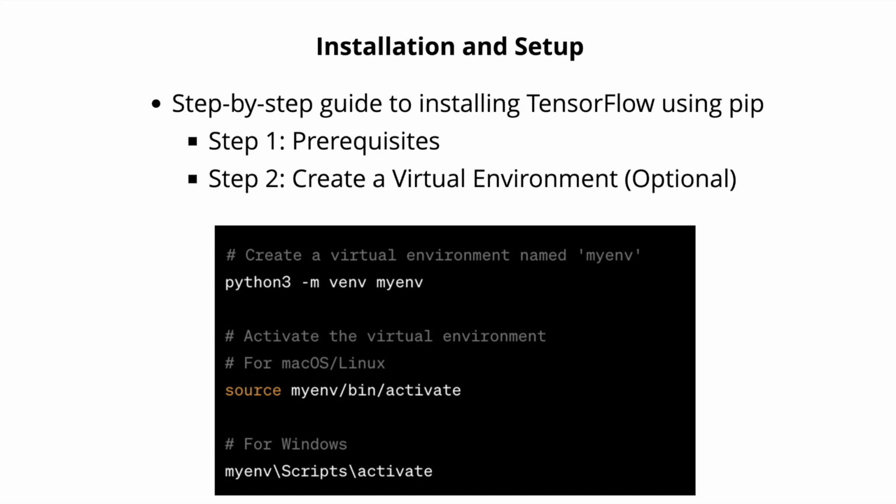So first step is you just say python3 -m venv and give a name, which is myenv, to that environment. Next, activate the virtual environment. For macOS or Linux, you can just say source myenv/bin/activate. For Windows, you can say myenv/scripts/activate, as shown on the screen. If you have an issue, please leave them in the comments.